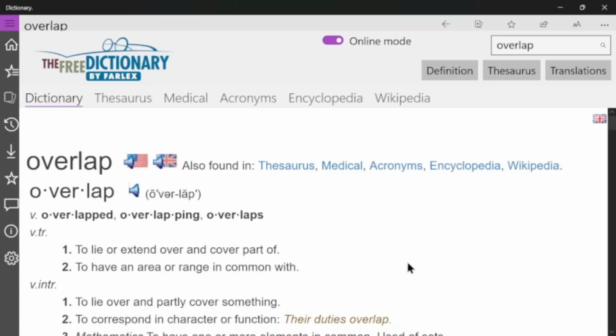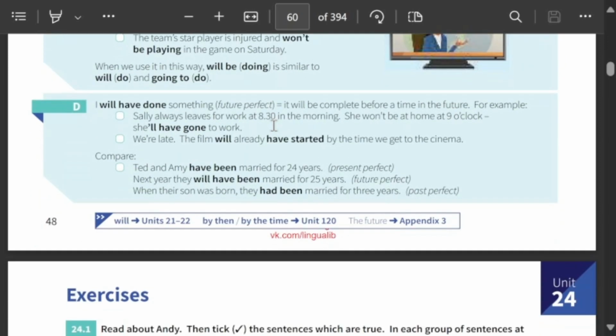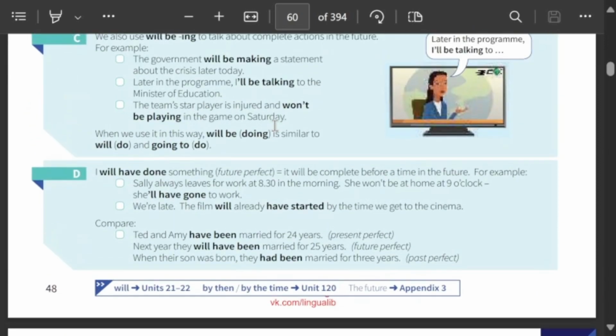For example, to overlap. Okay, so here the usage of these tenses overlap. D. Future perfect. I will have done something. I will in the future have done something. It will be complete before a time in the future.